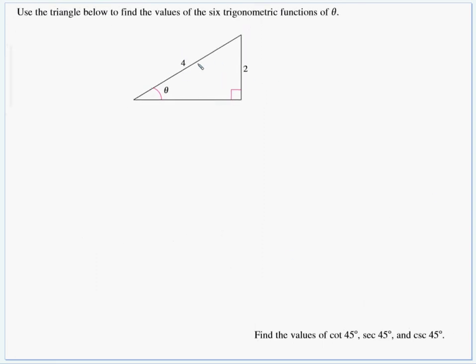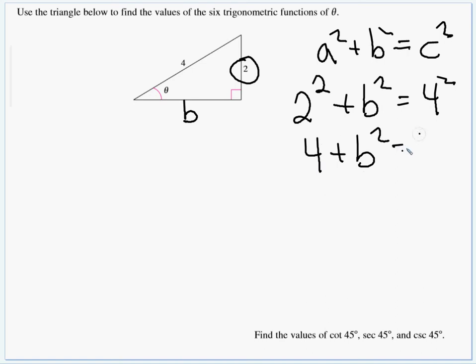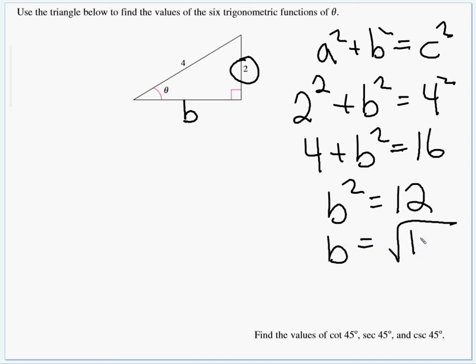Okay, for this one, first thing we need to do is find the missing side. A squared plus b squared equals c squared. Remember, a and b are the legs. One of our legs is 2. We'll make that a. We don't know the other leg, so we'll call that b. And then our hypotenuse c is 4, 4 squared. So 4 plus b squared equals 16. Subtract 4 from each side. B squared is 12. So we take the root. B is the root of 12.